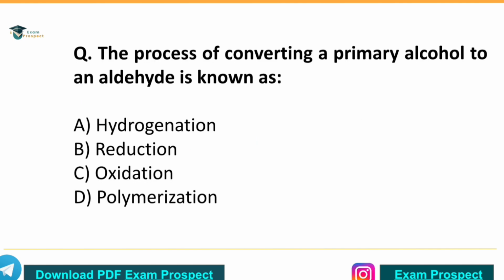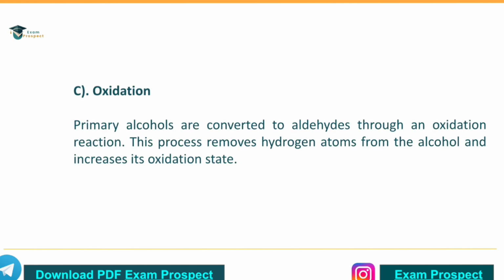Next question, the process of converting a primary alcohol to an aldehyde is known as? The correct answer is option C, oxidation. Here, primary alcohols are converted to aldehydes through oxidation reactions. And this process removes hydrogen atoms from the alcohol and increases its oxidation state.